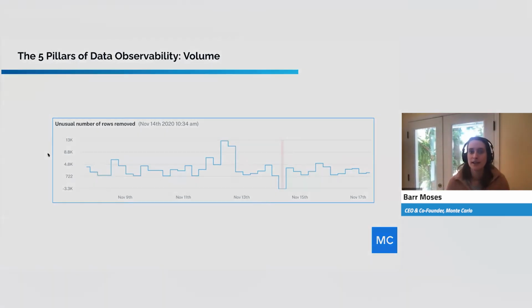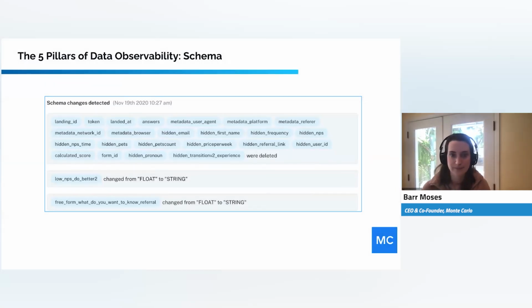And so the fourth is schema. So schema refers to changes in the organization of your data. In other words, schema often indicates broken data. And monitoring who makes changes to these tables and when is foundational to understanding the health of your data ecosystem, not to mention preventing issues from occurring again.